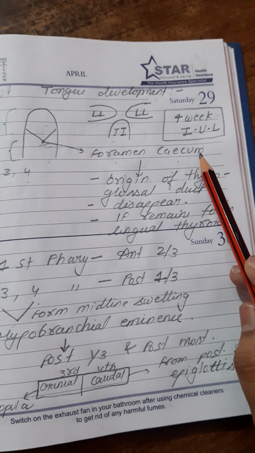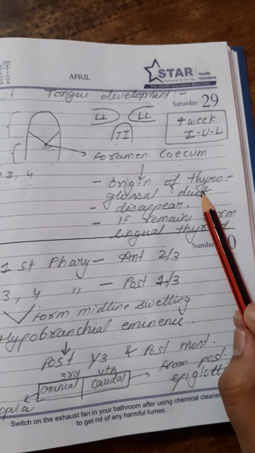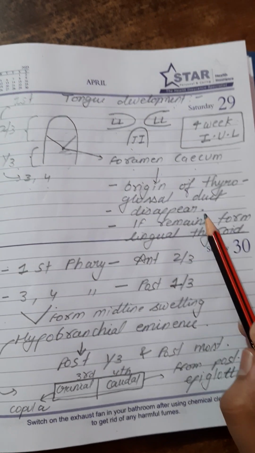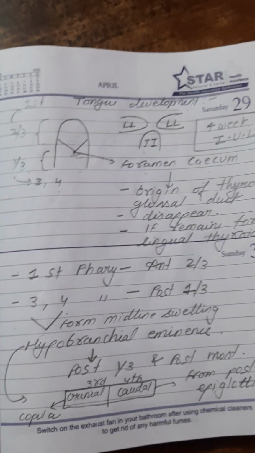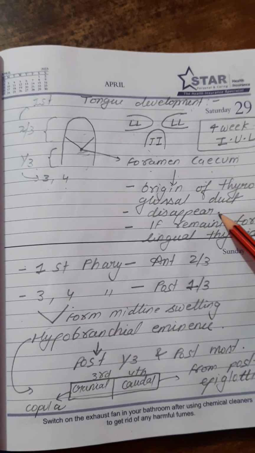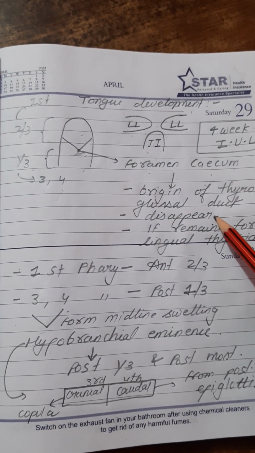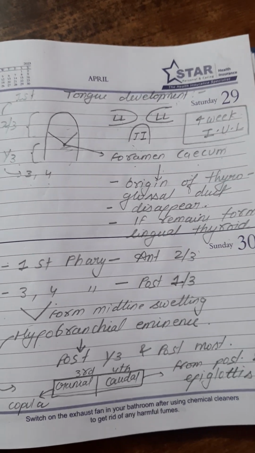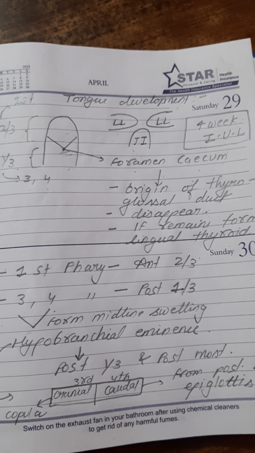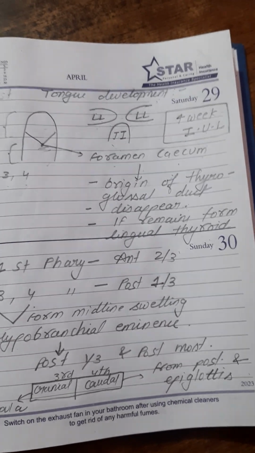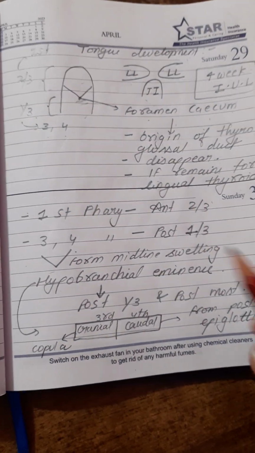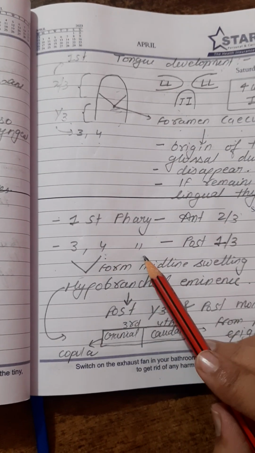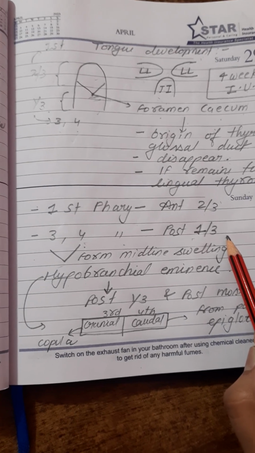For the foramen cecum, we need to know that the thyroglossal duct originates from the foramen cecum. It disappears when the child grows. This is a normal process. If the remnants remain, it forms a lingual thyroid, or what we call a thyroglossal duct cyst. Then the first pharyngeal arch forms the anterior 2/3 and the third and fourth form the posterior 1/3.